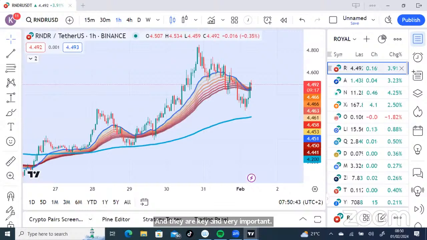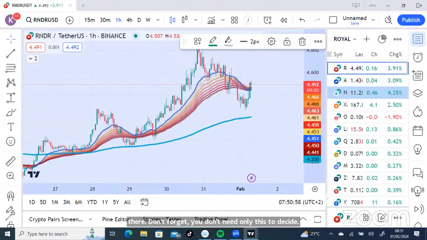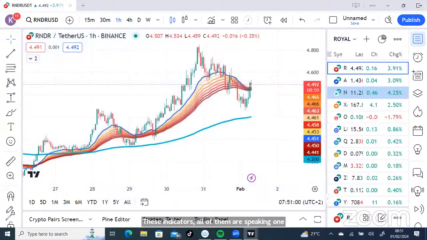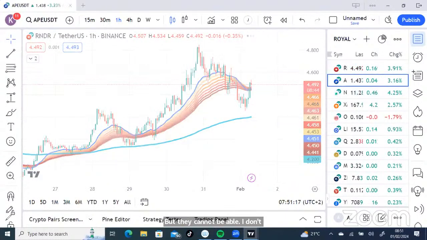They help you see a clear picture of the market. And then don't forget, you don't need only this to decide. All these indicators are speaking one language. They only show the trend of the market, but they cannot give you areas of exit.